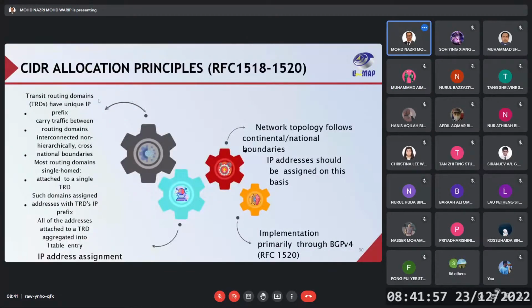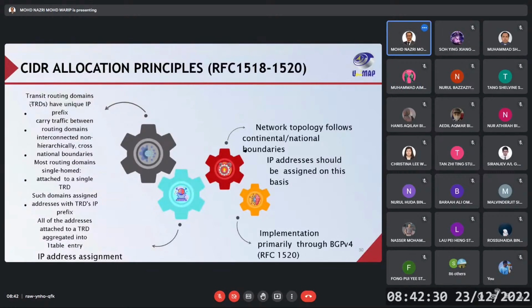Okay, CIDR allocation principle. CIDR is based on standard RFC 1518 until RFC 1520. RFC stands for request for comments. This is a standard for the internet. You can read the white paper. Just Google and type RFC 1518, and it will come out. So what is the principle?